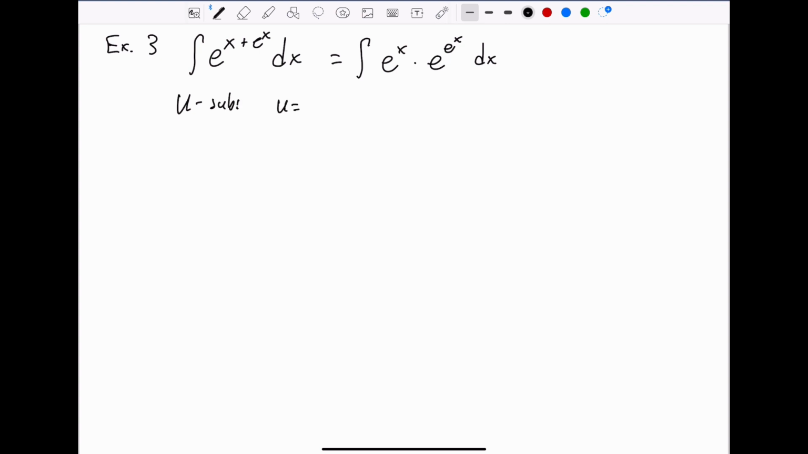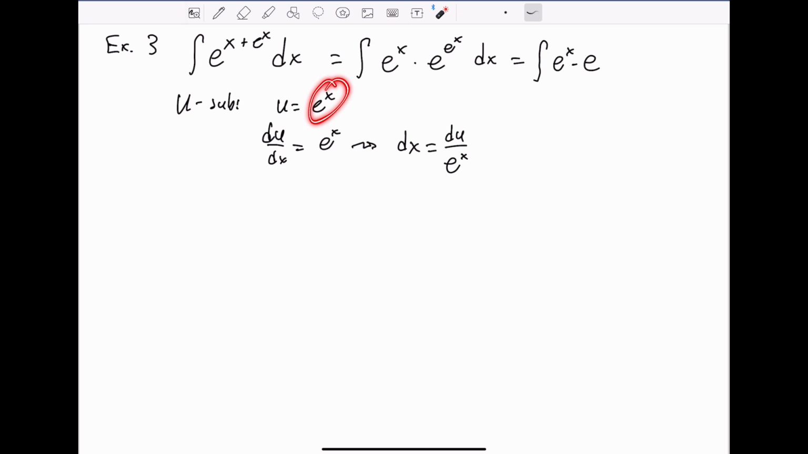We'll choose u to be e to the x, and then follow through the steps for substitution. The derivative of e to the x is e to the x. Solving for dx, we have dx equals du divided by e to the x, and now we substitute. I have the integral of e to the x times e to the u times dx, which is du divided by e to the x.